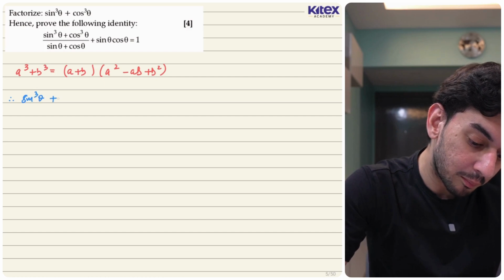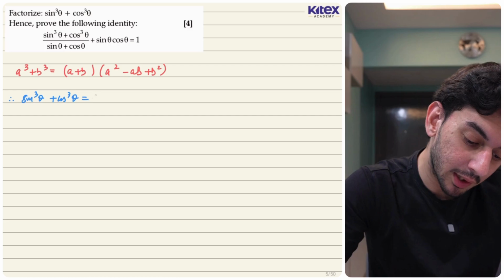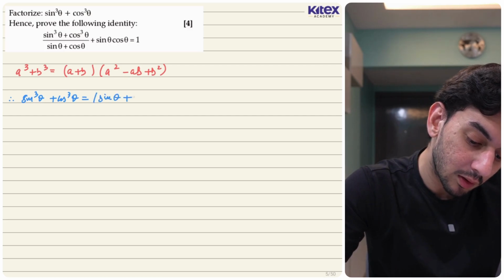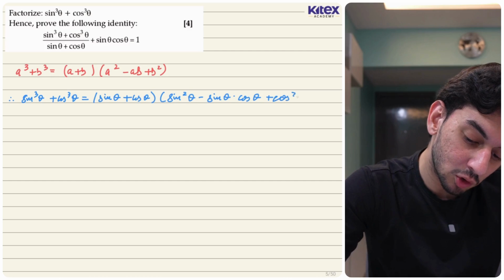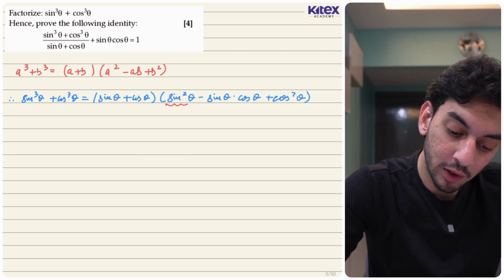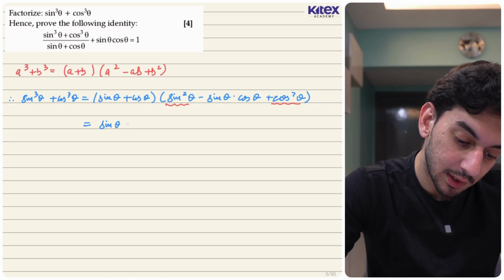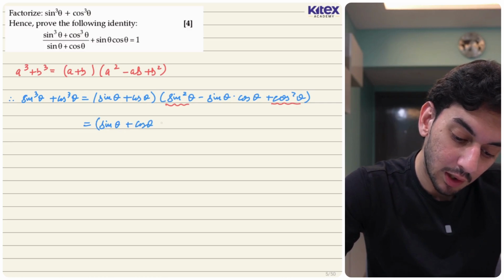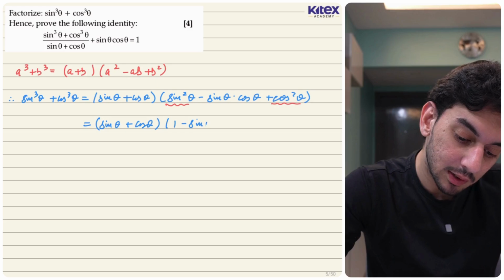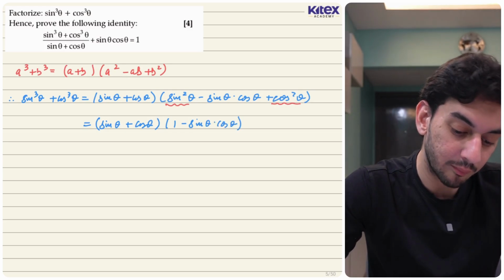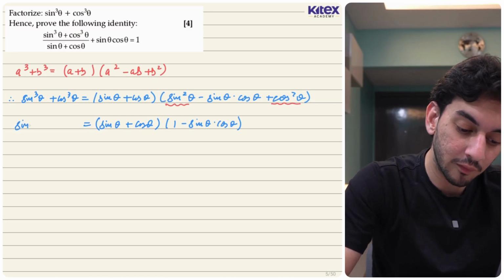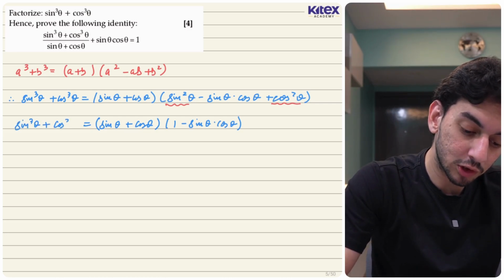sin cube theta plus cos cube theta can be written as sin theta plus cos theta times sine square theta minus sine theta cos theta plus cos square theta. Now again, we definitely know that sine square theta and cos square theta adds up to 1. So this thing can be written as sine theta plus cos theta times 1 minus sine theta into cos theta. Okay, that is factorized, and that is the value of sine cube theta plus cos cube theta.